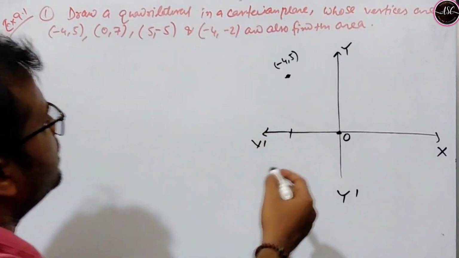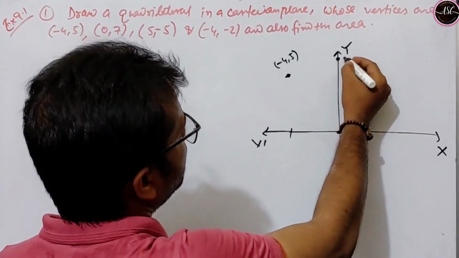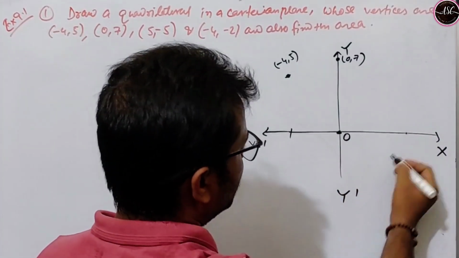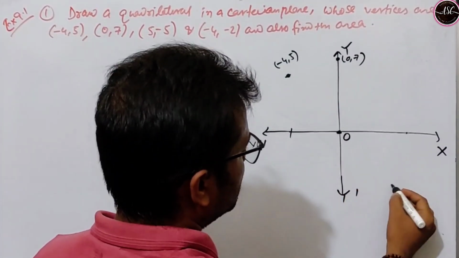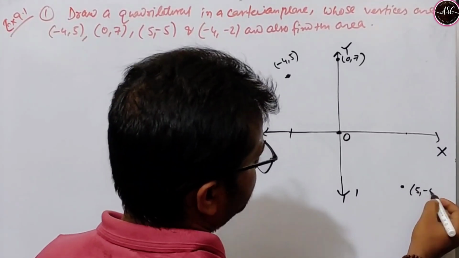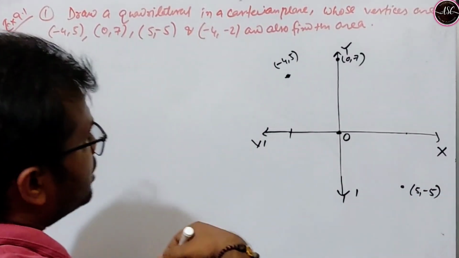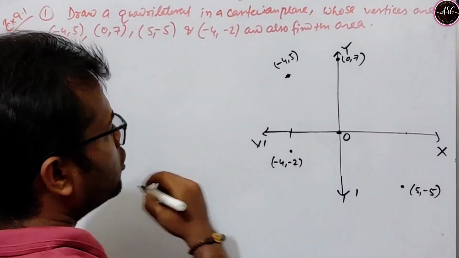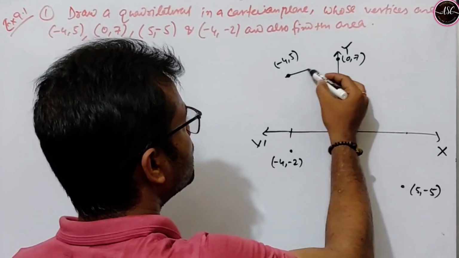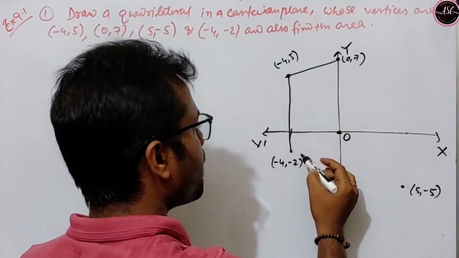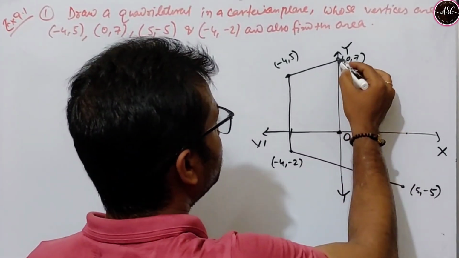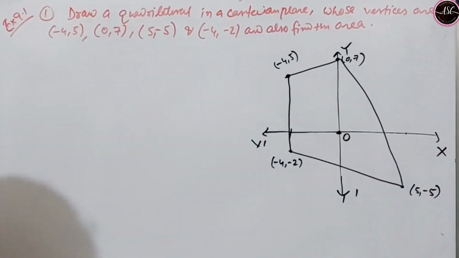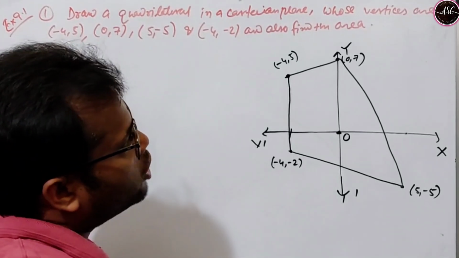Okay, and the second point, 0, 7, that means here. And then 5, minus 5, that means here let 5, and this is up to here, and this will be the point (5, minus 5). And minus 4, minus 2, that means here. So if you join these points, this will be a quadrilateral. Okay, and also find the area.